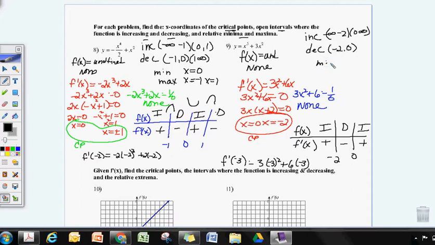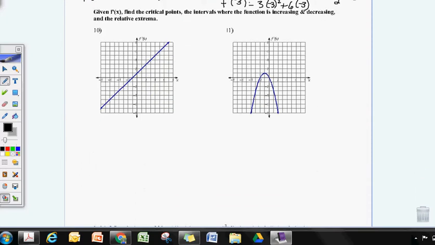Mins and maxes: increase to decrease, there is a maximum at x equals -2, and decrease to increase, there is a minimum at x equals 0. Now to the pictures.